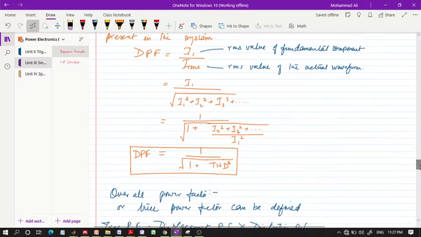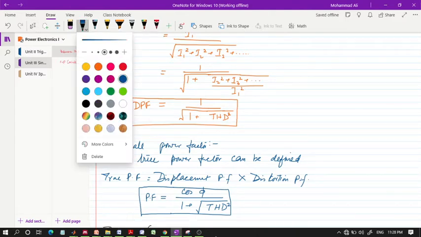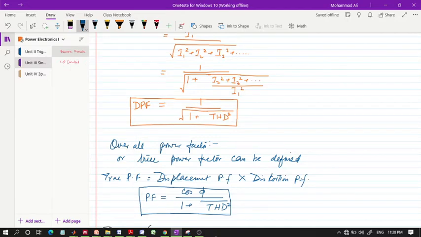So the overall power factor should be the multiplication of the distortion power factor and the displacement power factor. The actual power factor, the true power factor, can be defined as cos phi, which was the displacement power factor, times 1 upon the square root of 1 plus THD squared. Sorry, this is wrong over here. Let me correct it. This square root should come like this. Okay.